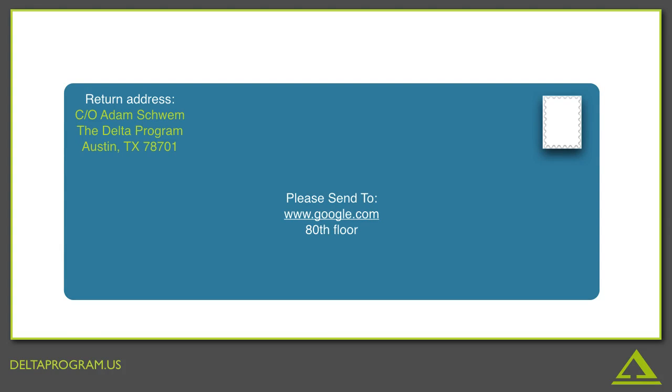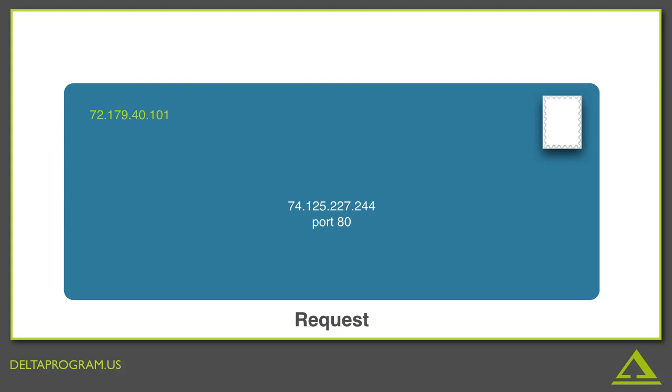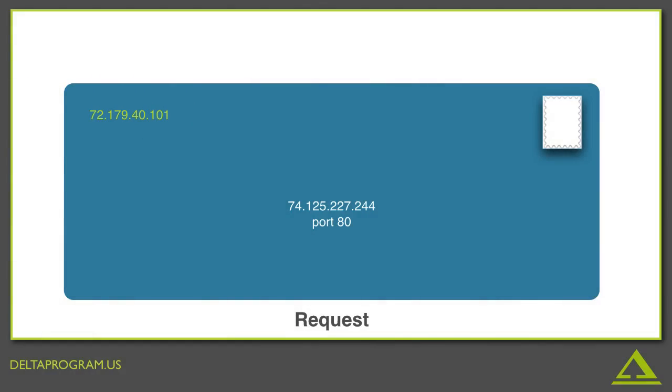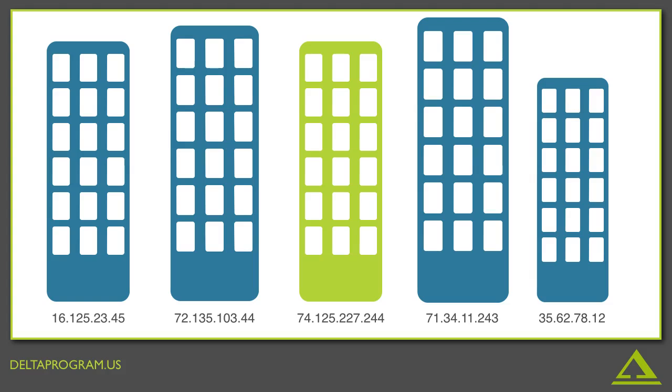What it actually looks like to the computer is a little bit more like this. We have a return address, but it's an IP address. We also have an actual destination IP address, and we also have a port. You can think of everything that you're dealing with on the web as being like a series of buildings. Each building has an address.